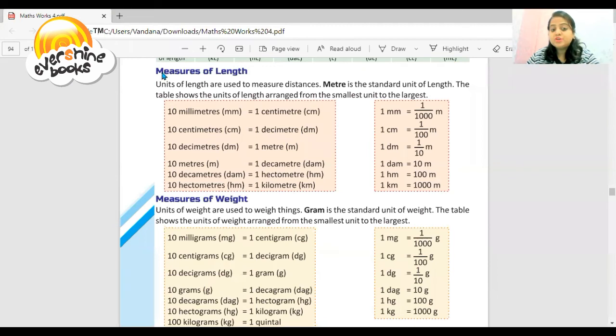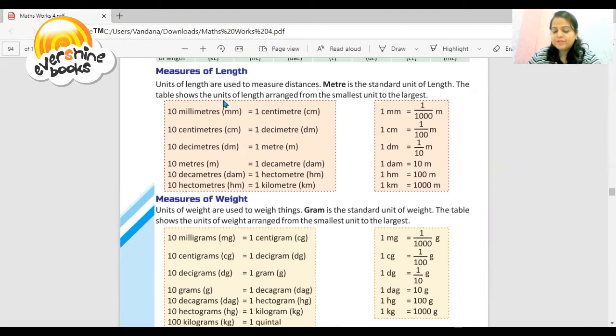Now students, it's your important topic, measurement of length. These are the formulas. 10 millimeter is equal to 1 centimeter, 10 centimeter is equal to 1 decimeter, and 10 decimeter is equal to 1 meter. And these are your formulas, so just take out your notebook.